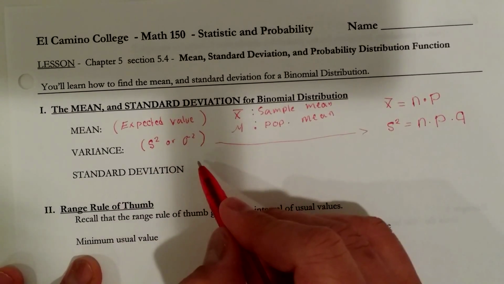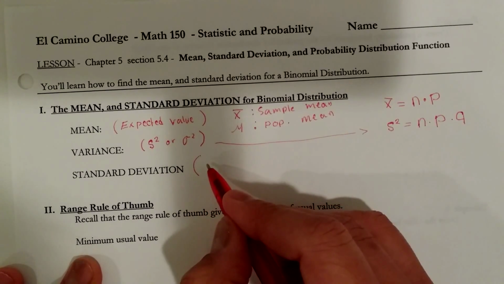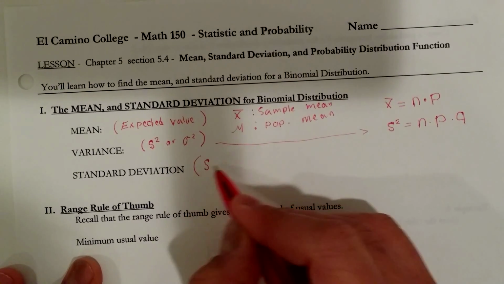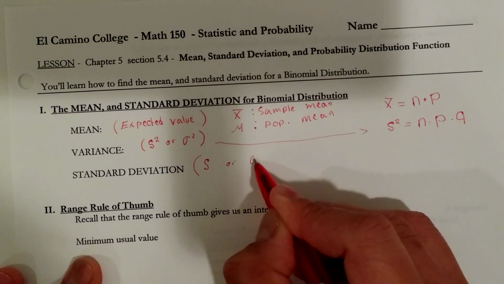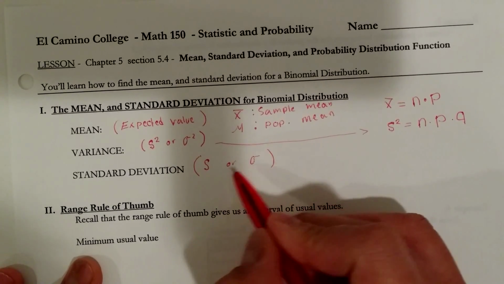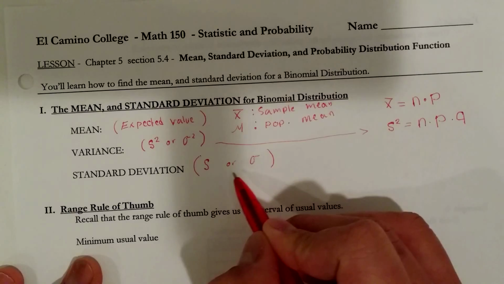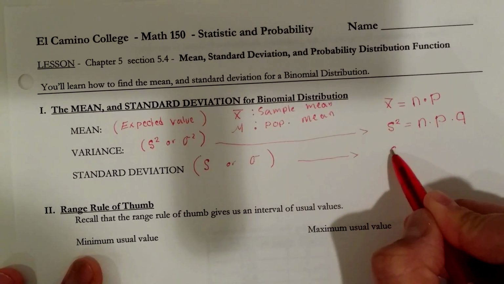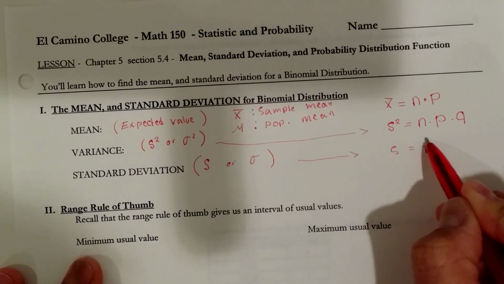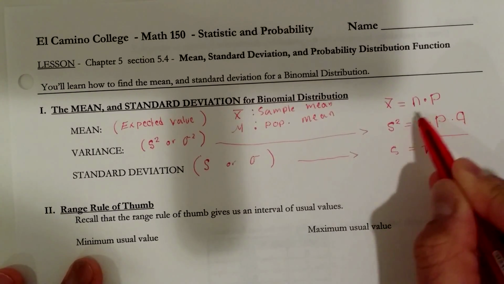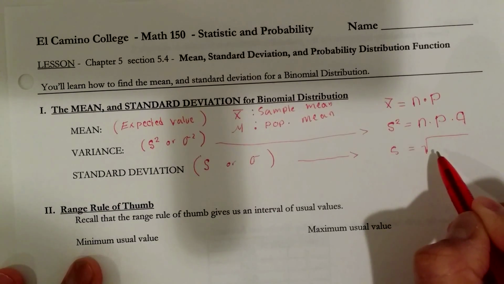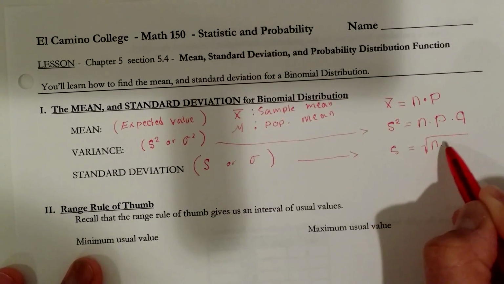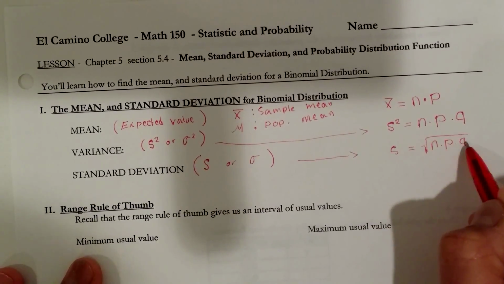Now, the standard deviation, the symbol we use for it is either the letter S or the symbol sigma, depending on whether you're dealing with a sample or a population. But either way, to find it, all you have to do is take the square root of the variance, which is the square root of n times p times q.